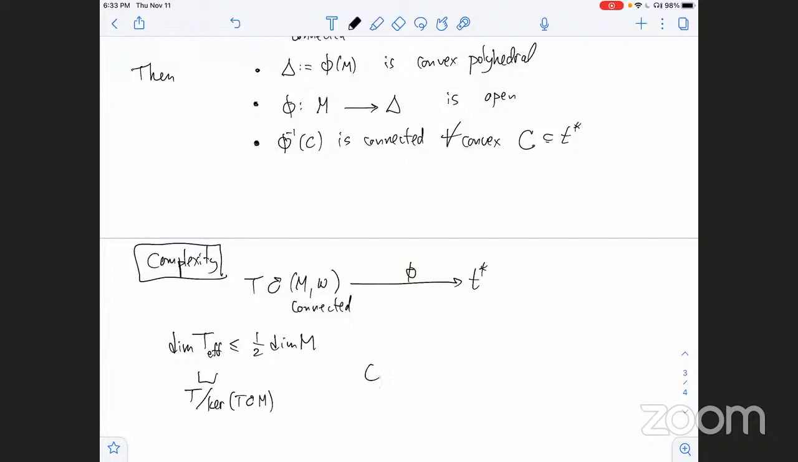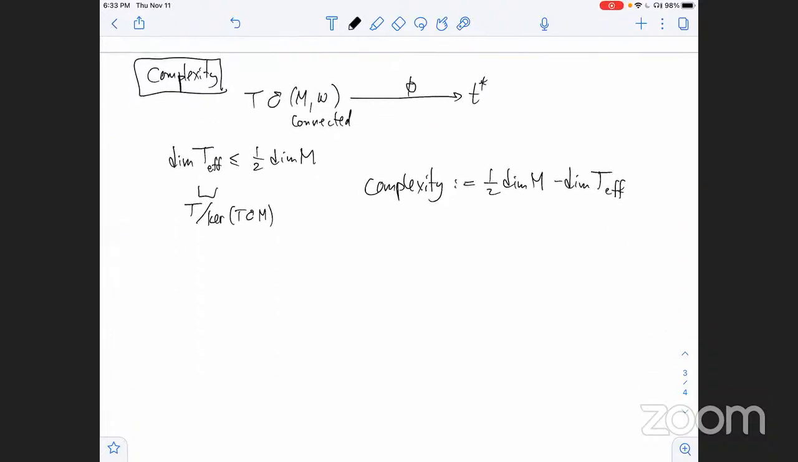And then the complexity, by definition, is how far the effective torus is from being of half the dimension of the manifold, from this maximum. How far is the action from being the biggest possible symmetry? By definition, complexity zero is the meaning of toric. So the word toric appeared in Delzant's theorem.